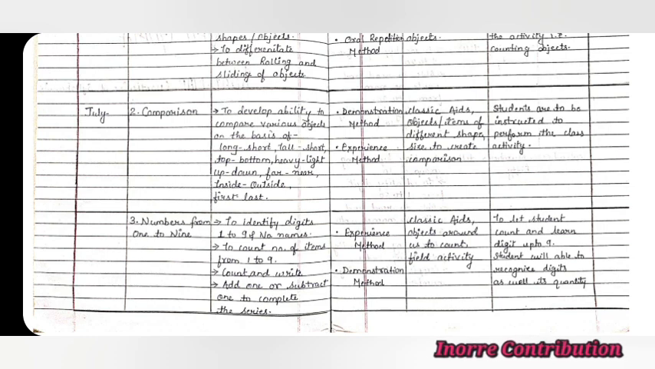Chapter 3, numbers from 1 to 9. Learning outcome: to identify digits 1 to 9 and number names, to count the number of items from 1 to 9, count and write, add 1 or subtract 1 to complete the series. Method: experience method, demonstration method. TLMs: classic aids, objects around us to count, field activity. Activity: to let students count and learn digits up to 9. Students will be able to recognize the digit as well as its quantity.